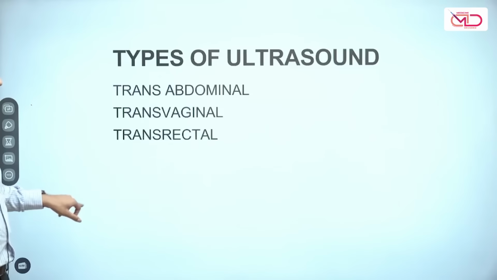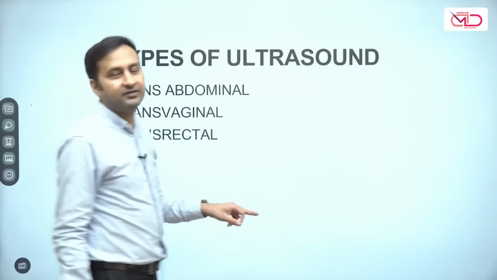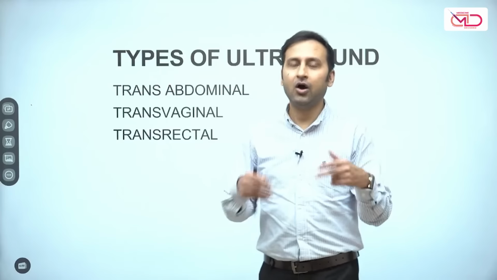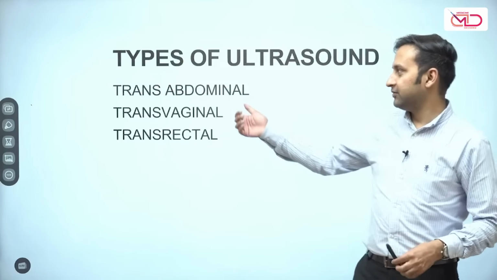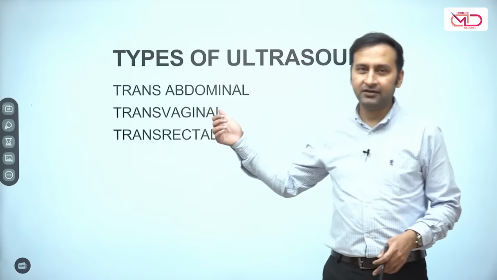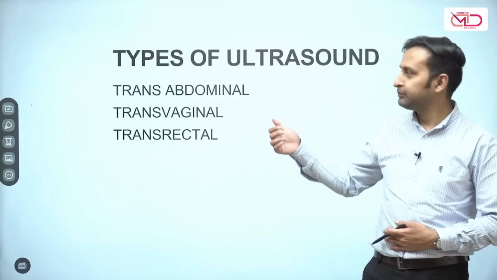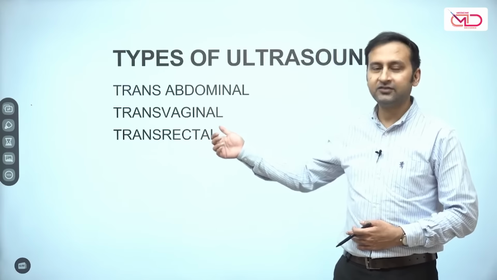So now, coming on to the last section of this lecture, which will be focusing on how we do a sonography. One is the most commonly used transabdominal scan, in which the probe is placed over the abdomen. The others are transvaginal and transrectal.